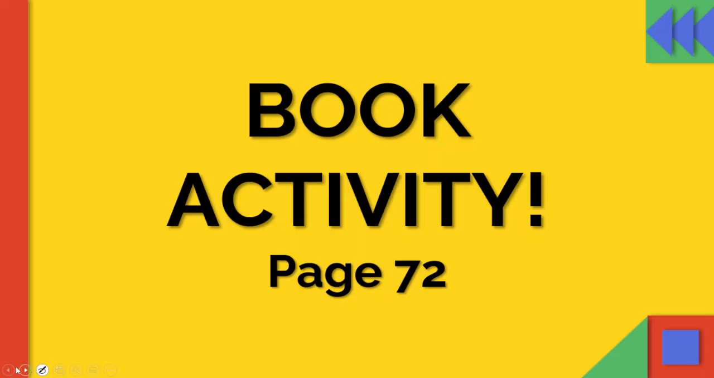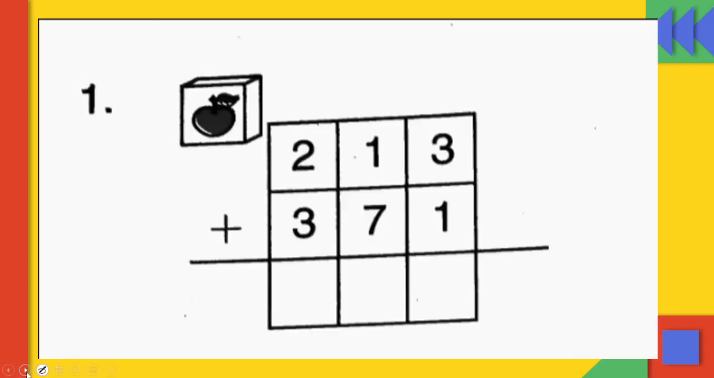So, let's have a book activity on your page 72. Let us answer the first one. Okay? So, 213 plus 371. So, you're going to add them in your writing. You will write your answer inside the bottom part. So, yung sa ilalim na big blank box, ilalagay natin.